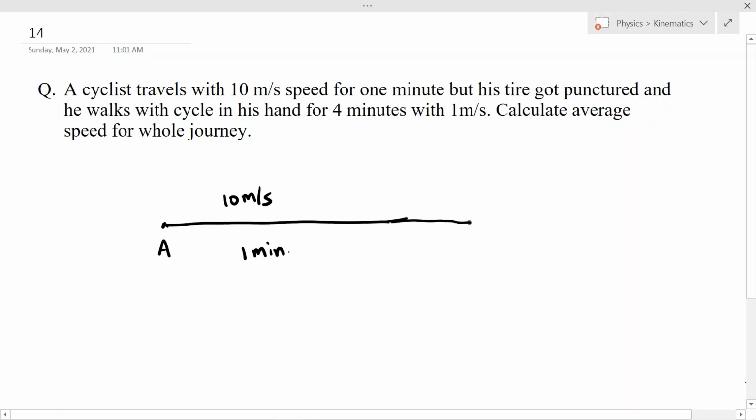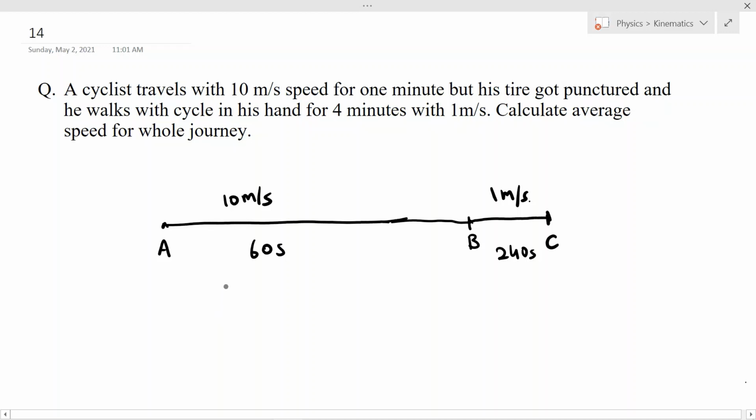So he covers like this, and let's say he reaches the point B where his tire got punctured, and then he walks for, sorry, for 4 minutes and reaches the point C. So this is 4 minutes and this is with 1 meter per second. Now we have to convert minutes into seconds because the speed's unit here is meter per second. So this is 60 seconds, and 60 into 4 is 240. So this will be 240 seconds.